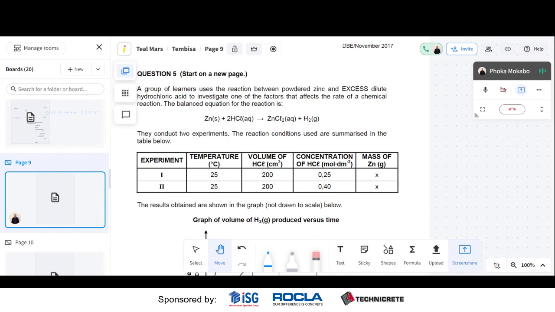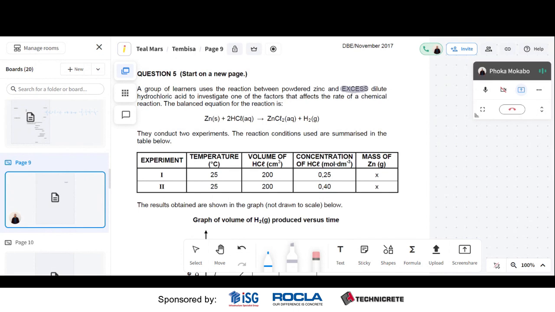Let's jump into question 5. So they say a group of learners use the reaction between powdered zinc and, very important, right off the bat, excess dilute hydrochloric acid. Okay, powdered zinc, Zn, and dilute hydrochloric acid, dilute HCl, to investigate one of the factors that affect the rate of a chemical reaction.